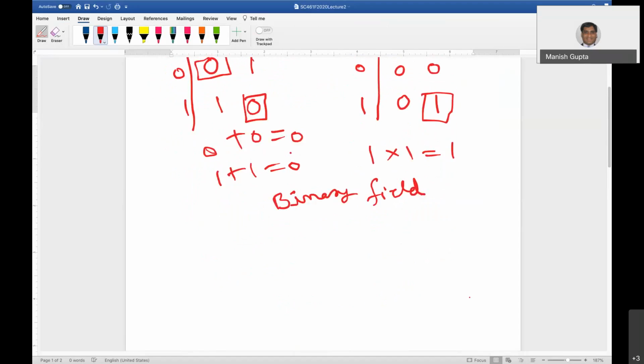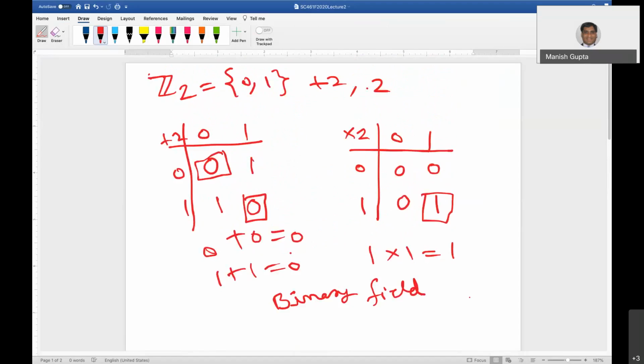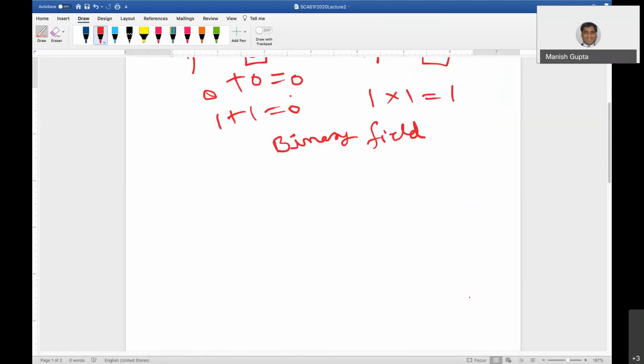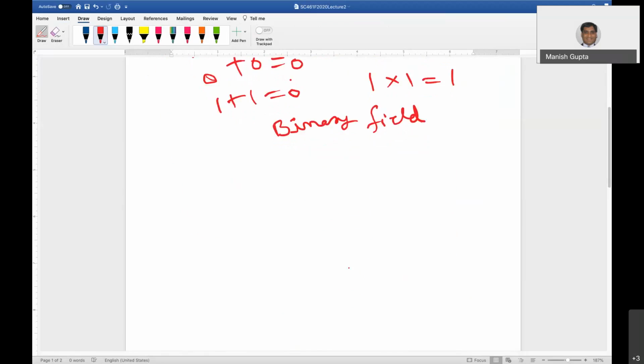Now, if we have an example of a field with two elements, 0 and 1, this is the binary field, a very fundamental field, the smallest field, and that is the reason our computer is based on binary packets. The binary field is essentially at the heart of our computer.